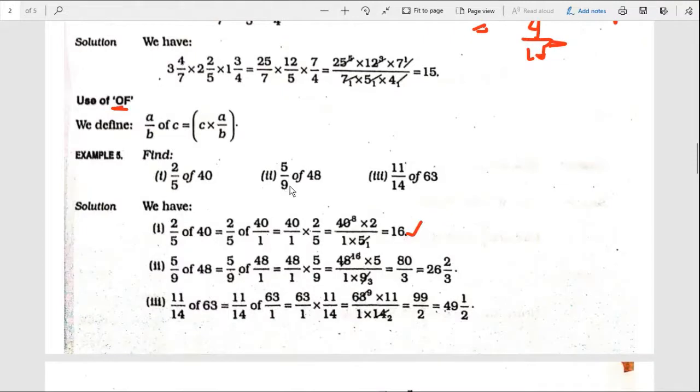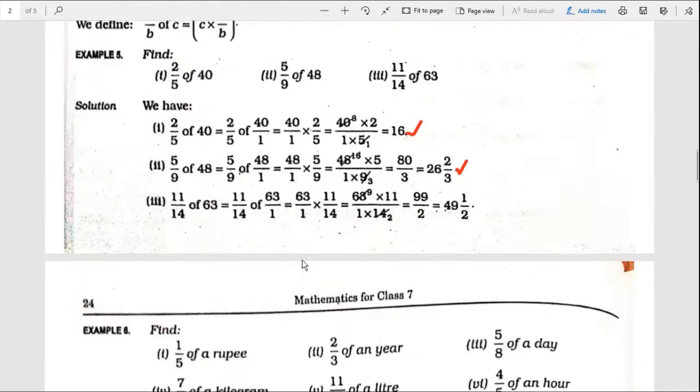Again 5 by 9 of 48. 5 by 9 of 48 is equal to 5 by 9 of 48 by 1. So 48 by 1 into 5 by 9. So for 48 and 9, the common divisor is 3. 3 threes are 9 and 16 threes are 48. So 16 into 5 is 80 and 3 is left here. So 80 by 3. This improper fraction is changed into a mixed fraction, so 26 whole 2 by 3. This is the answer of it.